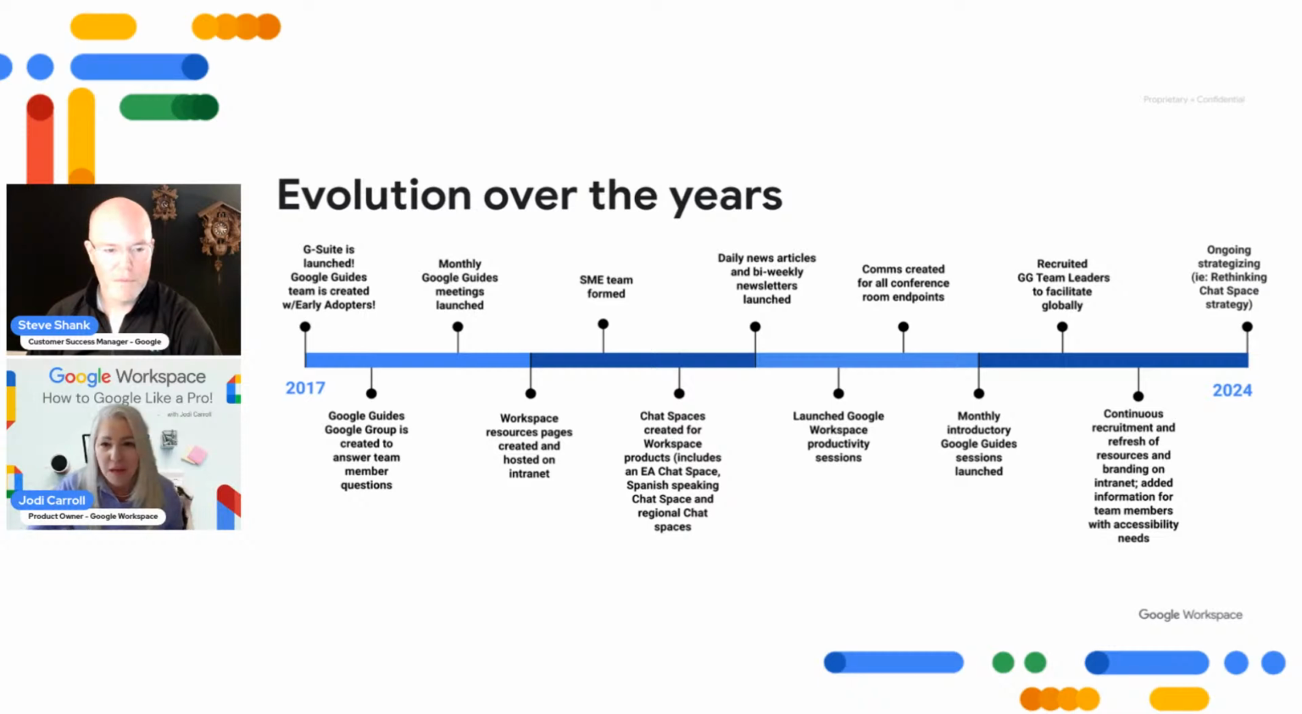Then we got a Docs SME, then a Slides SME, a Sites SME, a Gmail SME. And I have a SME now over every single application. So if somebody comes to me with a question, I can either refer them to the Sheets SME or put them in the Sheets chat space or that particular chat space. Then you can see the creation of chat spaces, daily news articles, and weekly newsletters. I started to do newsletters, which was really kind of fun.